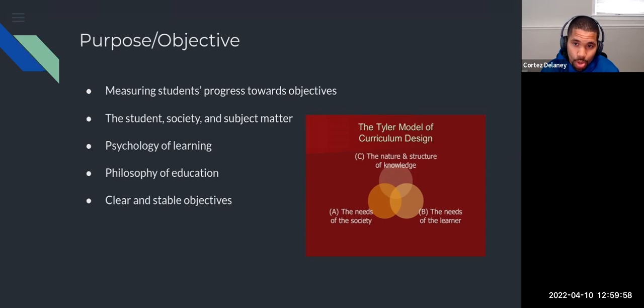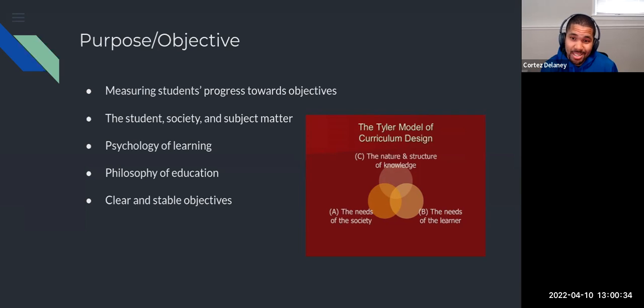Tyler's model is formed according to 3 educational goals, which include the student, the society, and the subject matter, along with 2 other goals involving a psychology of learning and a philosophy of education. Measurable objectives are then transformed from the result of these goals, and this model can only be used to evaluate those with clear and stable objectives.